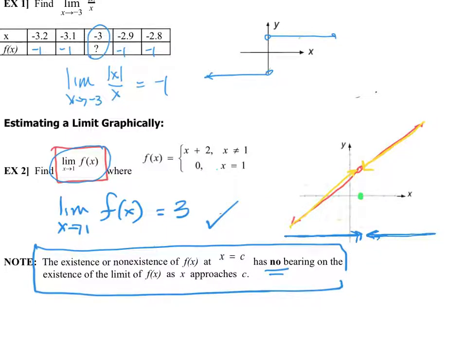If the function is approaching the same height, if it has the same behavior, and we look at what the right-hand limit and the left-hand limit are doing, if they're approaching the same value, and in this case, the limit of f of x as x approaches 1 is equal to 3. So the existence or non-existence of f of x actually at x equals c has absolutely no bearing on the existence of the limit of the function as x approaches c.